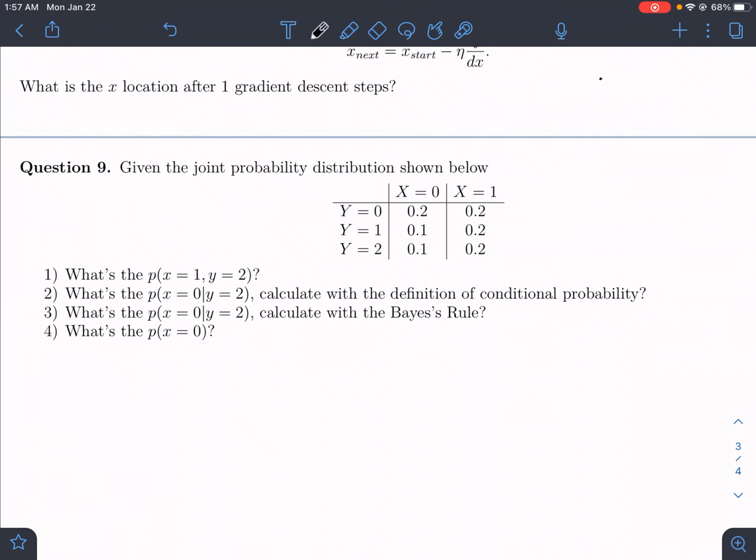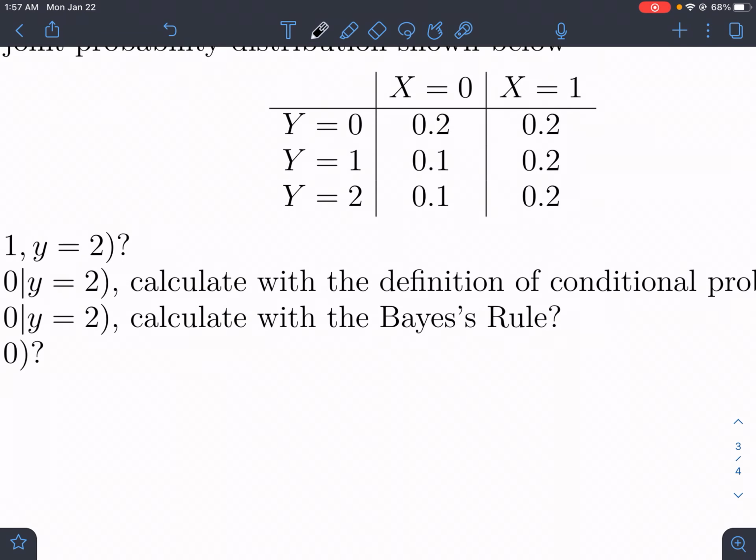Hello. Question 9 is some joint probability practice. Part 1 asks, what is the probability that x equals 1 and y equals 2? So, we're just going to find the intersection of the x equals 1 column and the y equals 2 row. As you can see, this is 0.2.